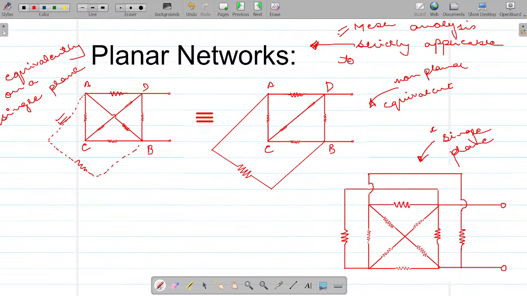Try and convert this network into a planar network. If it's possible, then mesh analysis would be applicable. Otherwise, mesh analysis will not apply. I want you to try and do it, and in tomorrow's lecture I'll tell you whether it's planar or not.